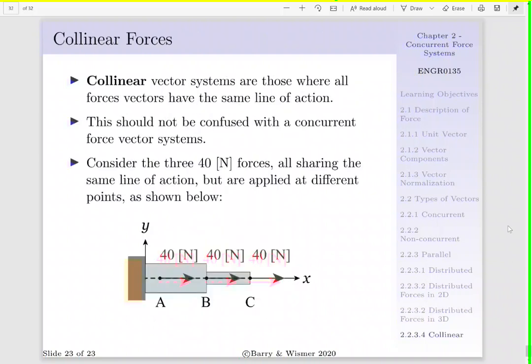Last but not least, we can have a situation where we have collinear vectors. And this is where all our force vectors share the same line of action. If we consider the system of bars below, we have 3 40 Newton loads being applied at A, B, and C. Now, although these force vectors all share the same line of action, they are not concurrent. That is, they are not sharing a mutual point of intersection.